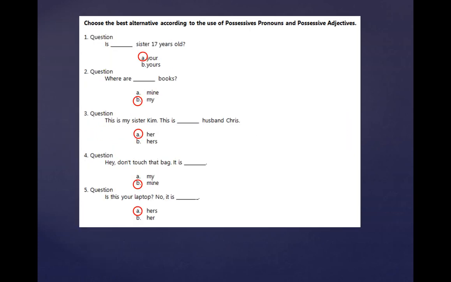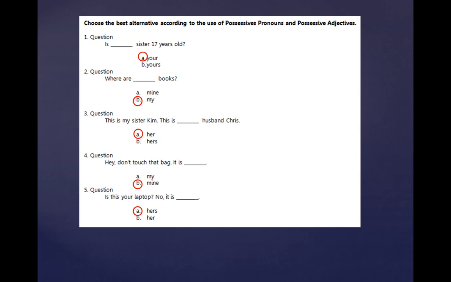Here are the answers for this activity, and it said choose the best alternative according to the use of possessive pronouns and possessive adjective. Question 1: Is blah blah blah sister 17 years old? Is letter A, is your sister 17 years old? That is the correct one. Number 2, what are my books? Why? Because remember that if you wanted to use mine, we had to use it at the end, not here in the middle.